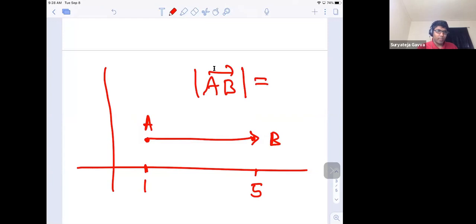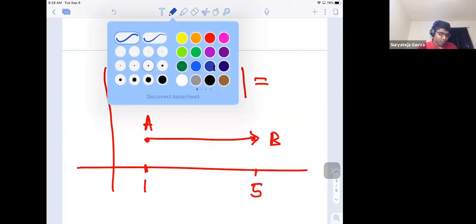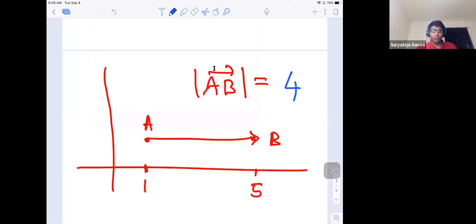So this is a vector from A to B. What is the length of AB? Yeah, so it's just length 4. So that means it's 4. Yes. So when I write AB equals 4, that means the length of the vector is 4.